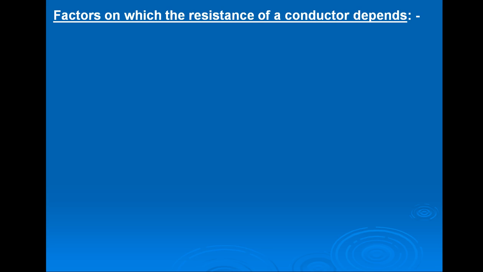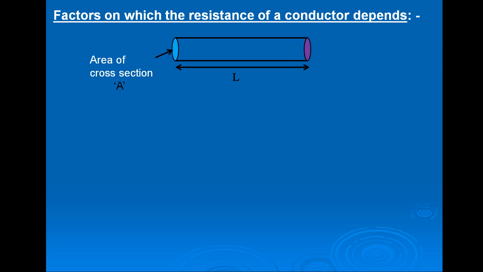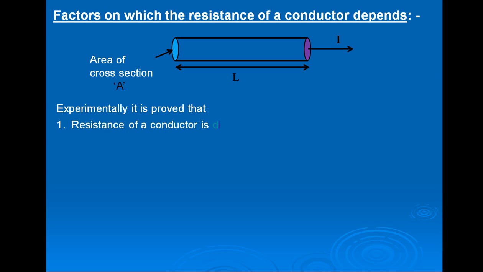Now, factors on which the resistance of a conductor depends. Consider a conductor of length L, area of cross section A, and current I flowing through it. Experimentally, it is observed that resistance of a conductor is directly proportional to the length of the conductor, that is, R ∝ L.